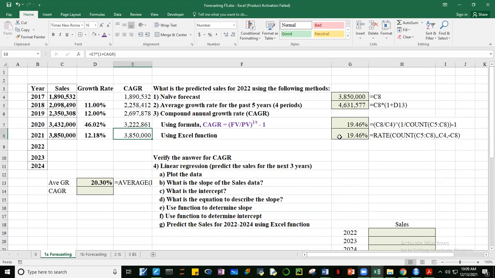So ibig sabihin nun, 19.46, ibig sabihin for the past 4 periods, your sales has been increasing by 19.46%, a constant growth rate, no? Constant average growth rate. So that's your CAGR. Okay, and we were able to show and prove that indeed, nagsimula siya sa 1890, nagtapos siya sa 3850, which is your historical actual figures. Okay, so that's your CAGR, guys.